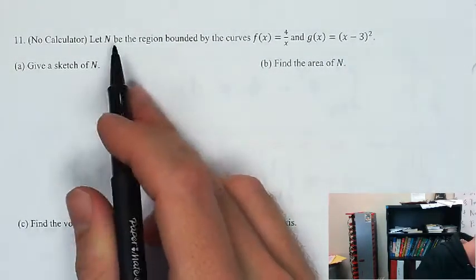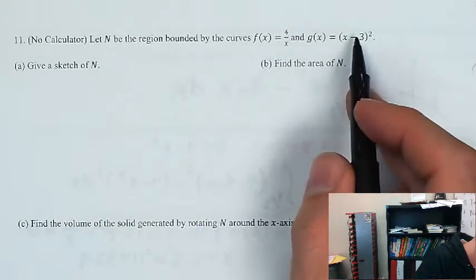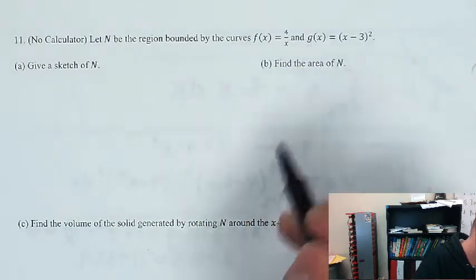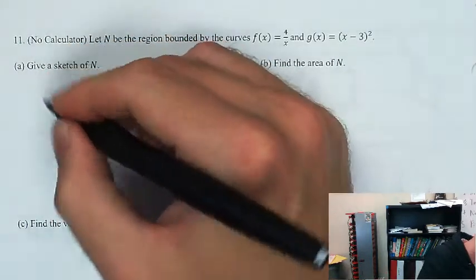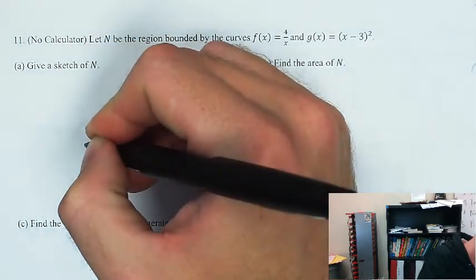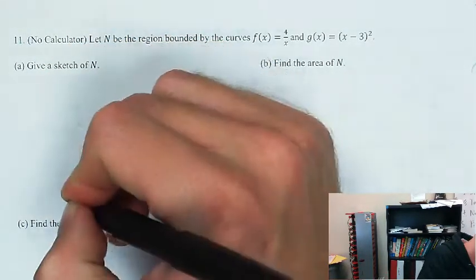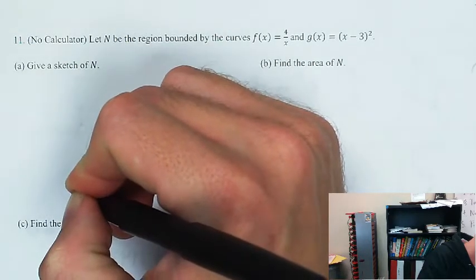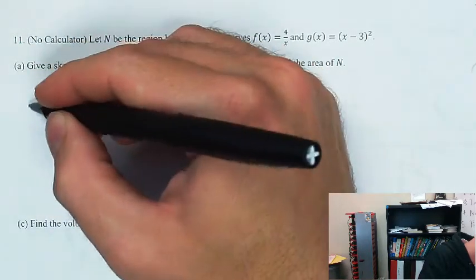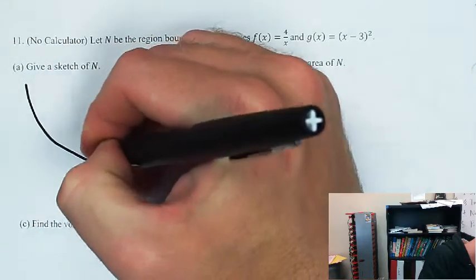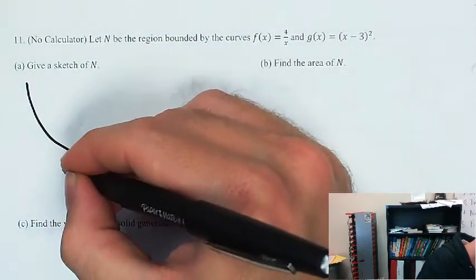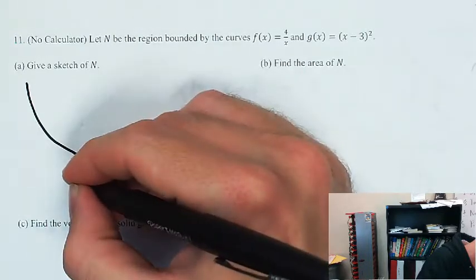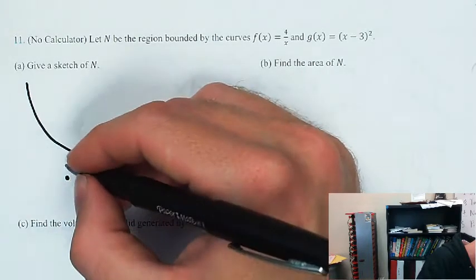So let N be the region bounded by the curves F and G. Give a sketch of N. All right, 4 over X is going to kind of come down like that. So I'm just going to really approximately sketch that. And then there's going to be a parabola.